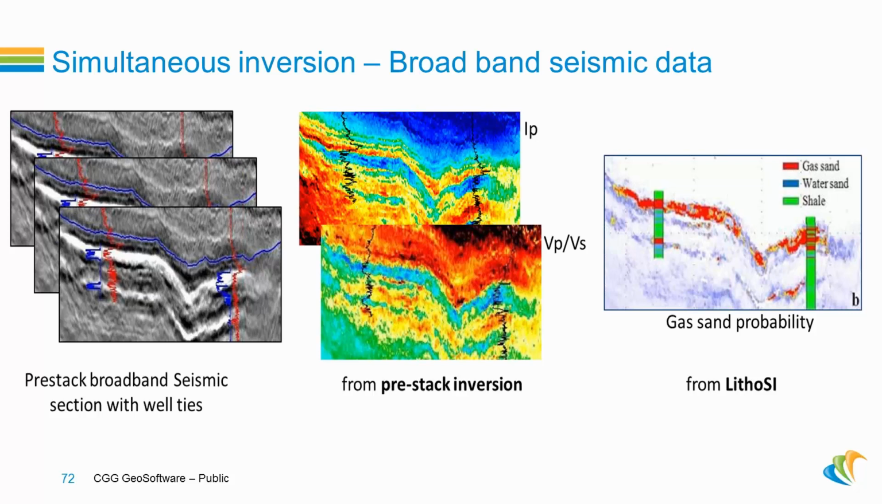But the idea is to calculate the probability of each facies using the inversion results, for example, IP and VPVS, similar to the previous example. So in this case, we have estimated the probability of the gas sand using these 2 elastic properties, and they are matching to the gas sand facies and the well log, which is shown on top of this section.